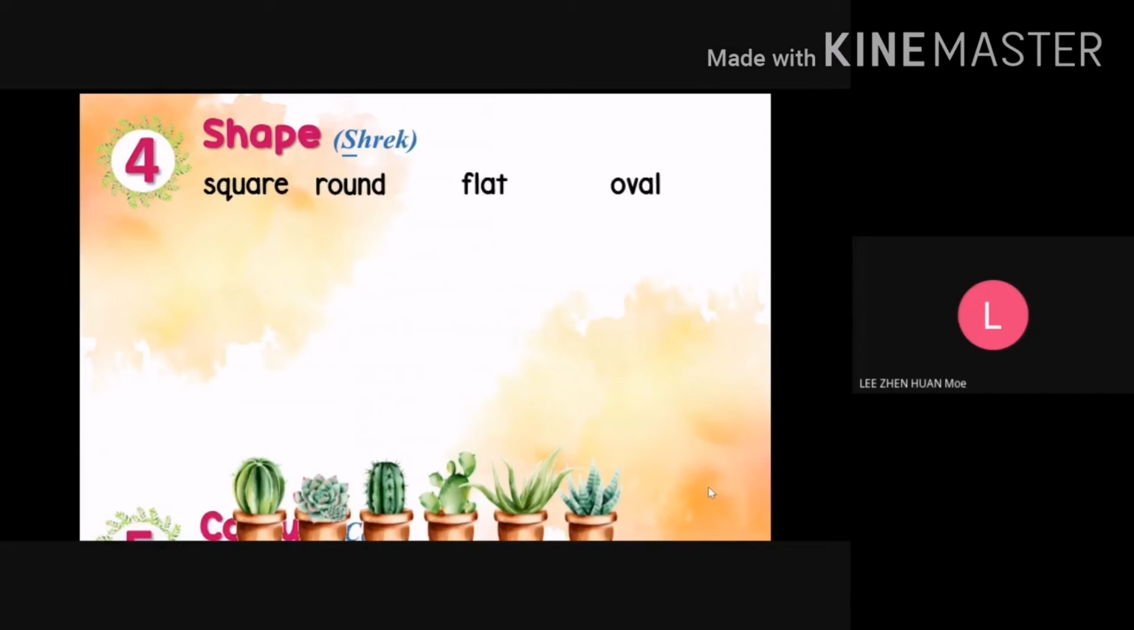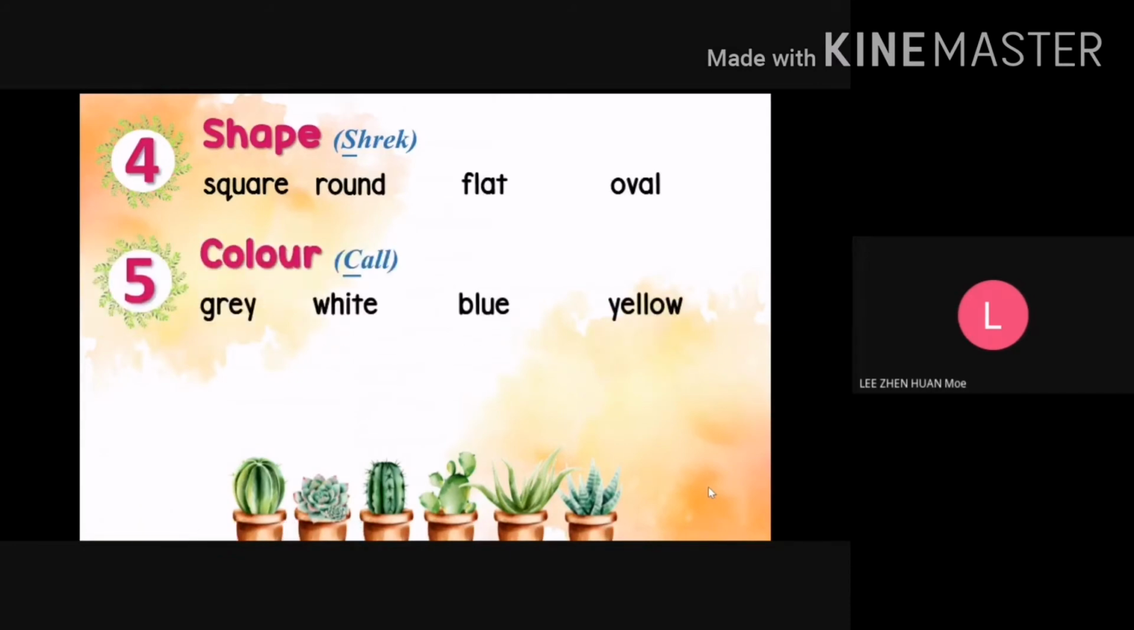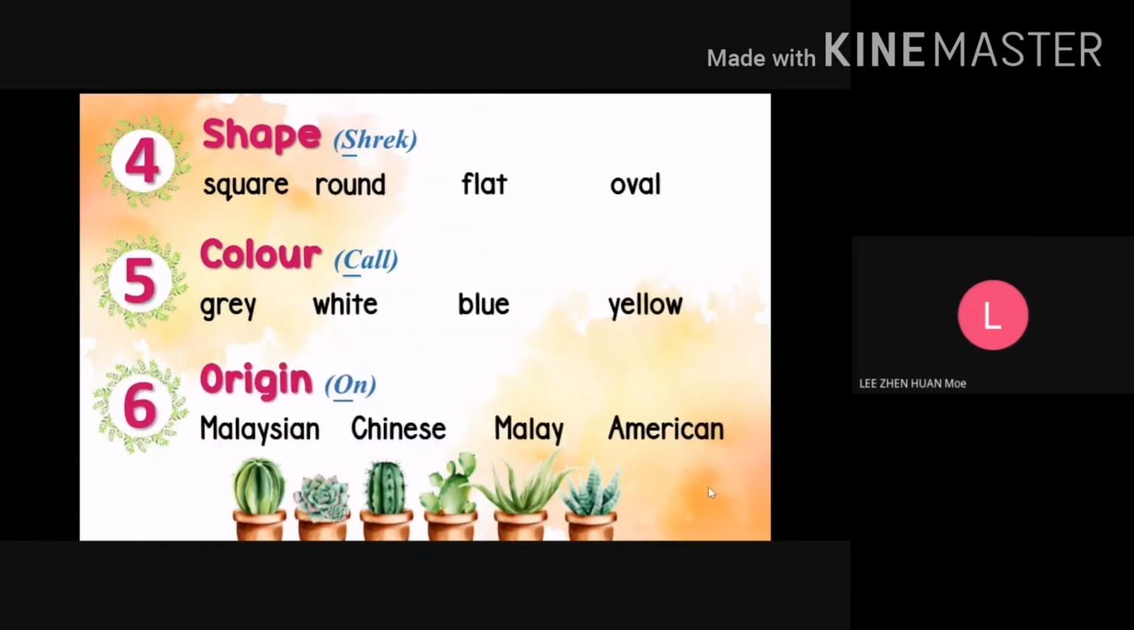And then the fifth one is color. Okay, color means warna, 颜色, such as gray, white, blue, and yellow. And then the sixth one in order is origin. Okay, what do you understand by origin here? Origin here means where do you come from?